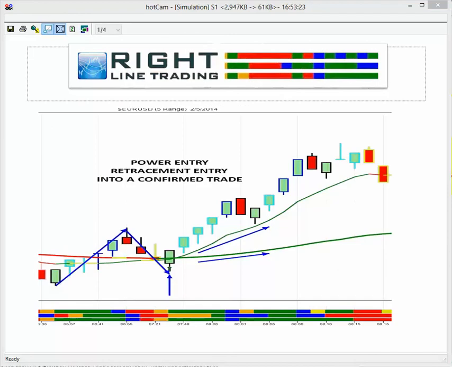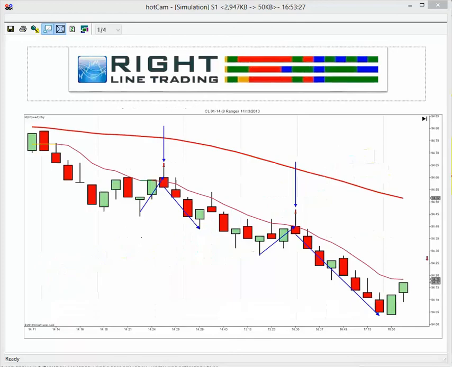Now, I'm just giving you multiple examples of the same trade over and over again. Here it is. Market comes up. Both these green candles are counter trend trades. The market is confirmed and it is in a confirmed downtrend. Get 2 green candles right up into the modified 15. Power entry short. Down we go.